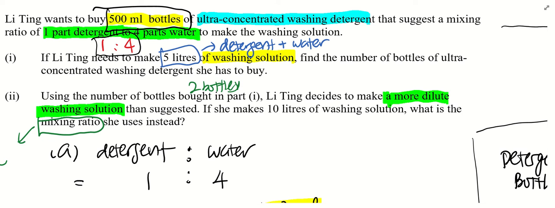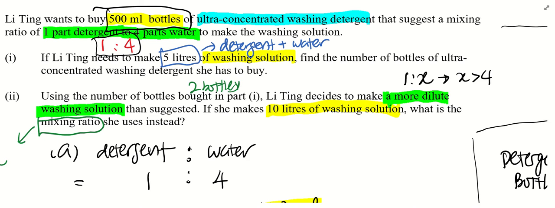Okay, so what is the ratio? That one we don't know. What is the ratio? We have no idea. So chances are we need to use algebra now. 1 part detergent is to X parts of water. And we know from here that X must be bigger than 4, because she wants more water content. Next, if she makes 10 liters of washing solution, what is the mixing ratio she should use instead?